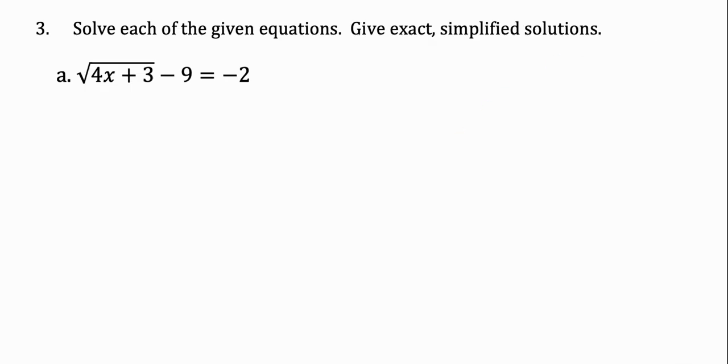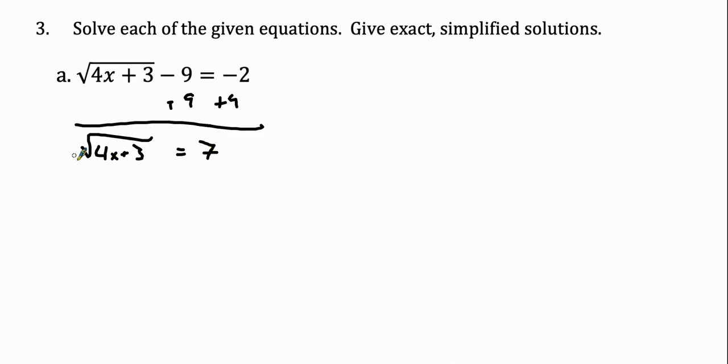On the next one, we are solving some equations with radicals and different powers. So the first thing we want to do is isolate the square root in this case. So I need to add the 9 over to the other side first. So I will have the square root of 4x plus 3 equals 7. Now I need to undo the square root. So to undo the square root, I will square both sides. On the left side, the square and the square root undo each other, and I just get 4x plus 3. On the right side, 7 squared is 49.